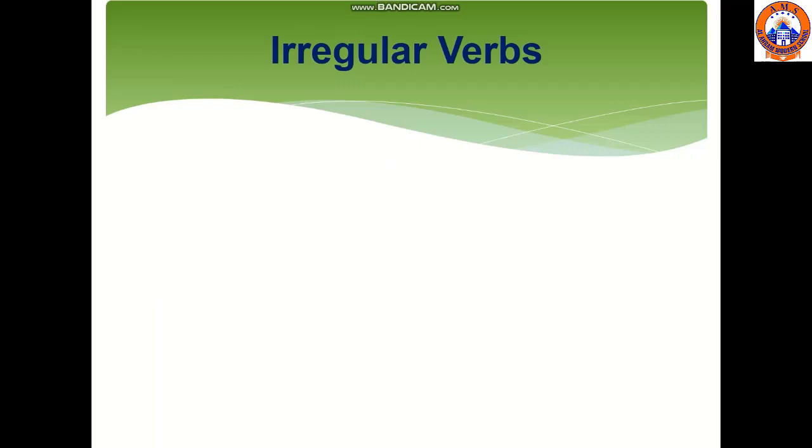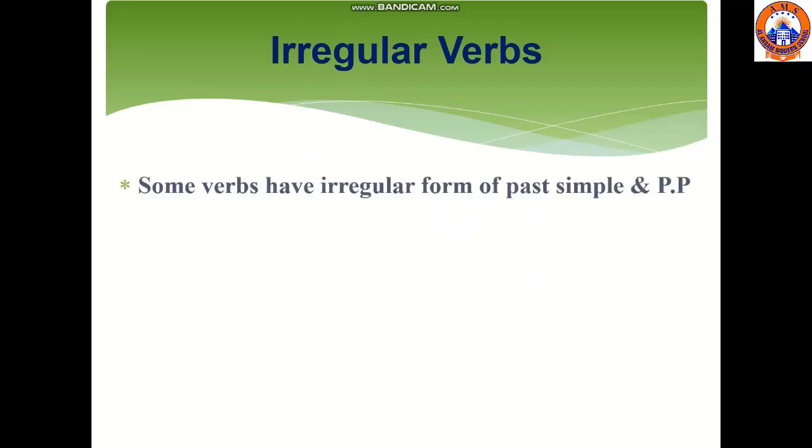Irregular verbs. Some verbs have an irregular form of past simple and PP. You have the list of the irregular verbs in your booklets.